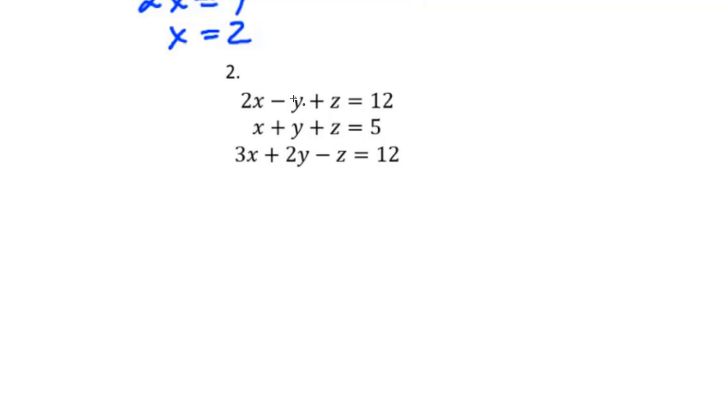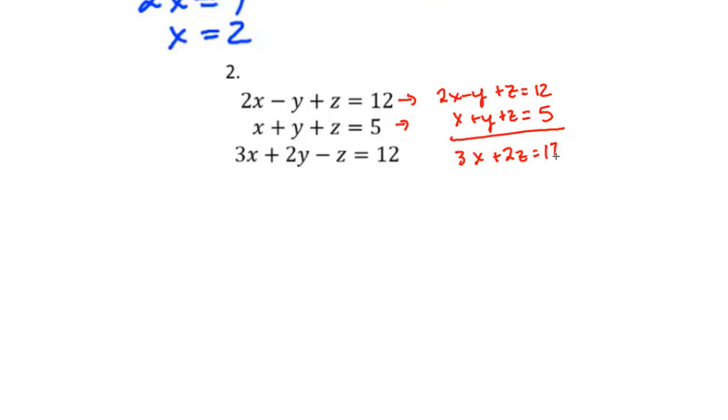Let's go ahead and take care of the y's. If we just take this one and put it over here with 2x minus y plus z equals 12, and x plus y plus z equals 5, and add those two together, we get 3x, y's are gone, plus 2z equals 17. All right, let's try another way.